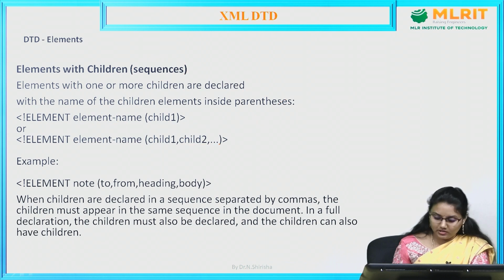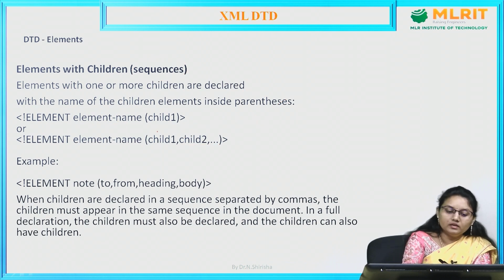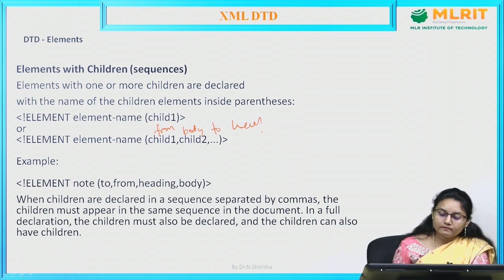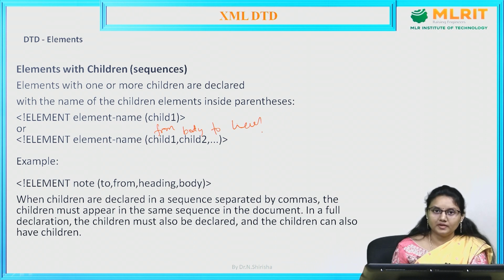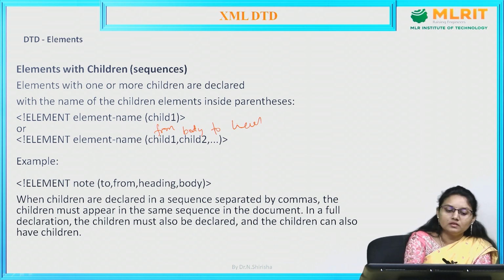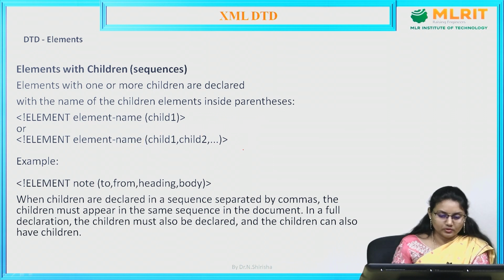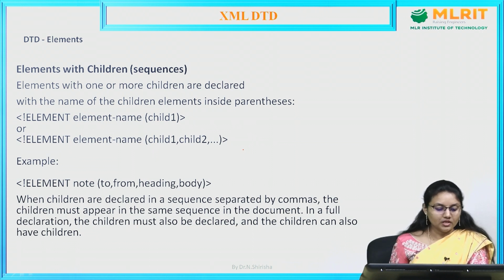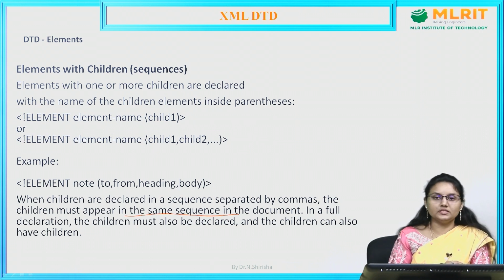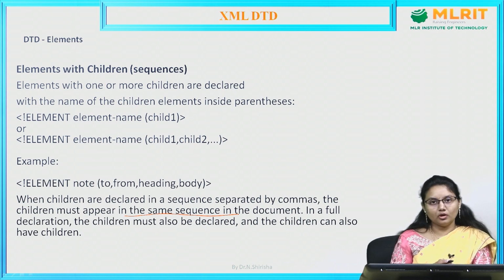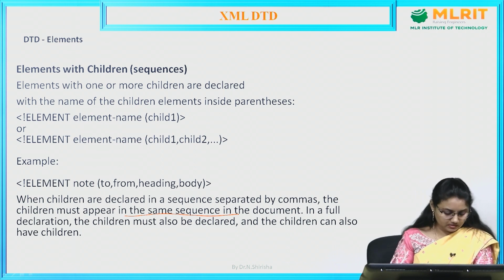Sequentially we are giving them. You cannot write from first and then body, then to, then heading. There is no such sequence. The tags you define are in a sequential fashion. When you give the element name followed by the children, it will take them in a linear fashion only. They must appear in the same sequence in the document. While executing the document, it will display in the same sequence.